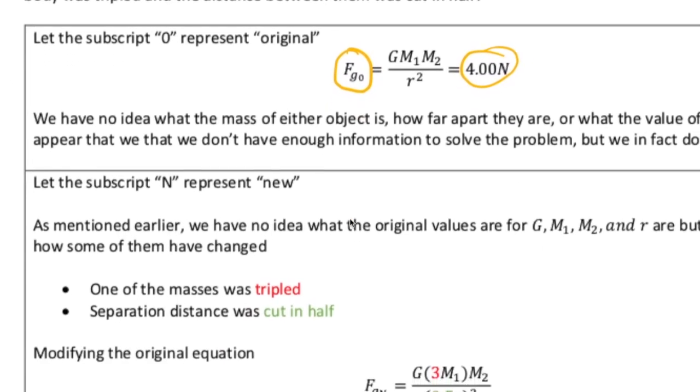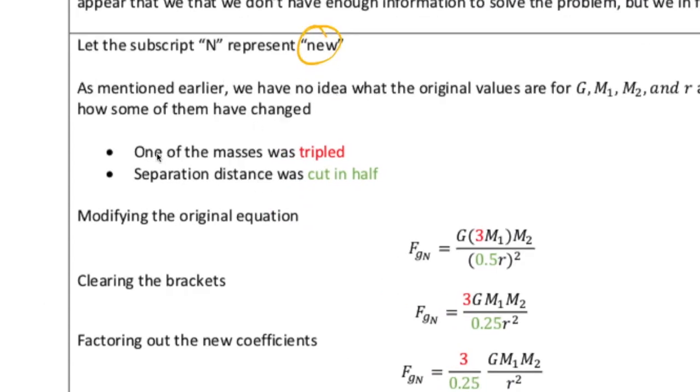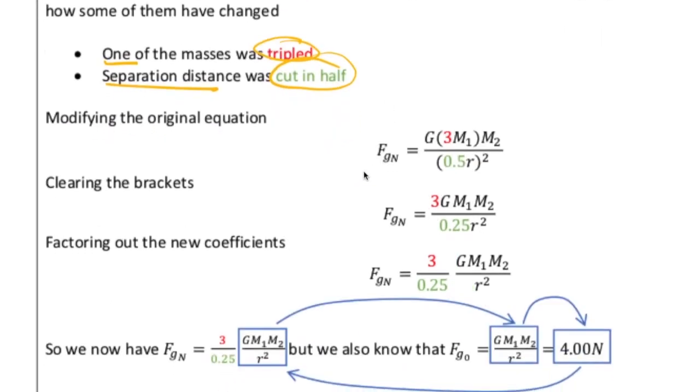Now, let's take a look at the next one. I'm going to use the subscript N to represent new. So here's what we know: one of the masses was tripled and the separation distance was cut in half. So those are the changes. What I'm going to do is modify that equation. So I've got Fgn, the n meaning our new one.